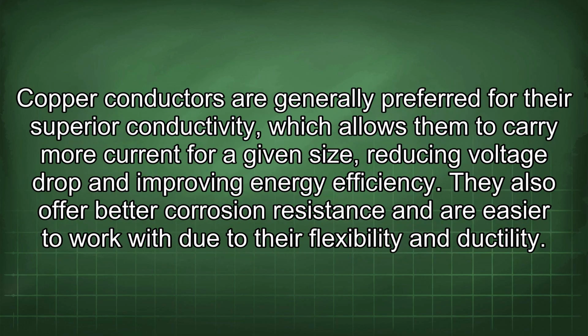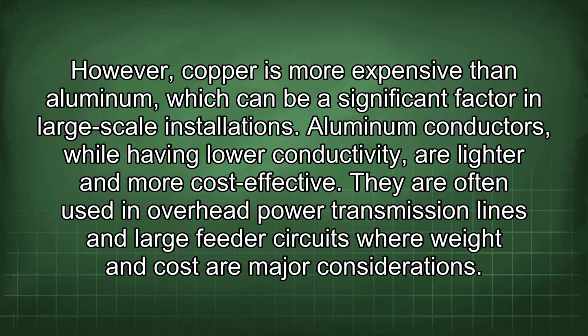Copper conductors are generally preferred for their superior conductivity, which allows them to carry more current for a given size, reducing voltage drop and improving energy efficiency. They also offer better corrosion resistance and are easier to work with due to their flexibility and ductility. However, copper is more expensive than aluminum, which can be a significant factor in large-scale installations. Aluminum conductors, while having lower conductivity, are lighter and more cost-effective. They are often used in overhead power transmission lines and large feeder circuits where weight and cost are major considerations.